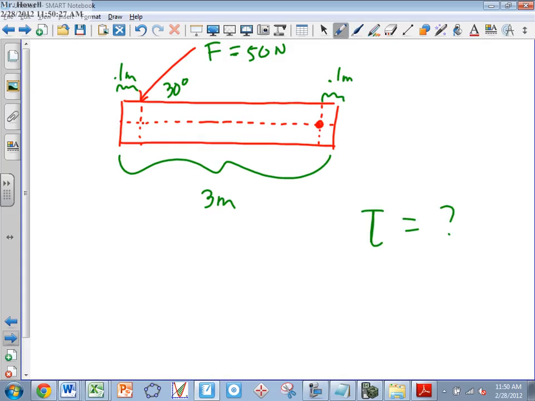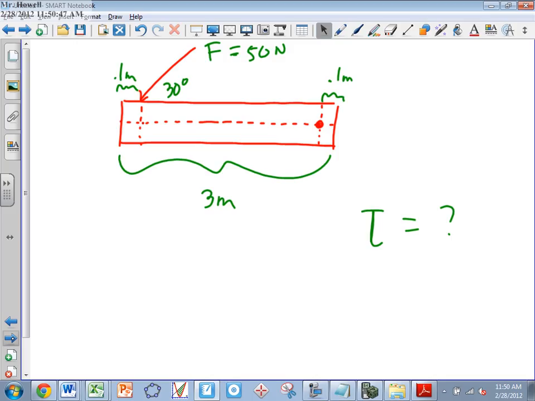Okay, again, the force applied is 50 newtons. The angle it's being applied at is 30 degrees. You're told that the whole beam is 3 meters long. There's a 0.1 meter gap on each side for the bolt spacing and for the applied force, which you have to have. You're not going to really apply it to the end of it usually. It might snap.